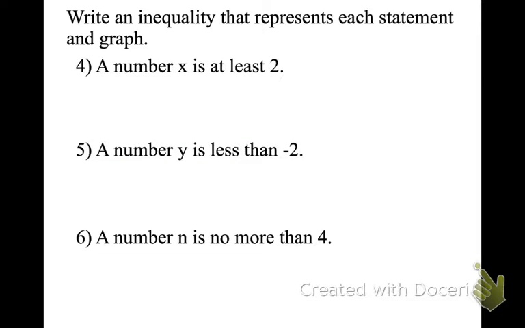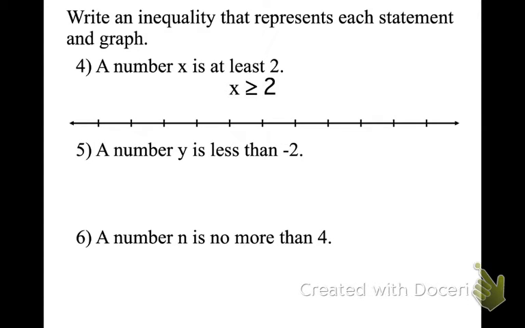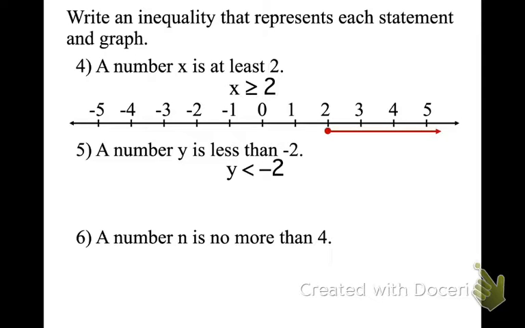Oh, well, we did do this. Okay. A number X is at least 2. How would that translate? Go, Megan. Good. Next part. Let's go with Kieran. Y is less than negative 2. Y is less than negative 2. And then the last one would be translated as, how about Greta? Four is greater than N. With the correct translation.